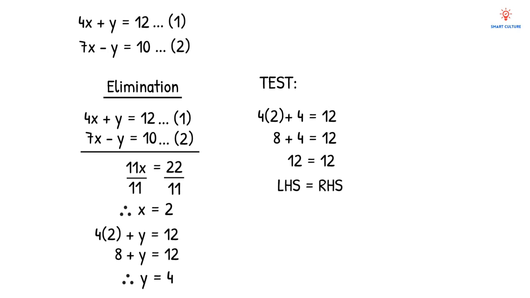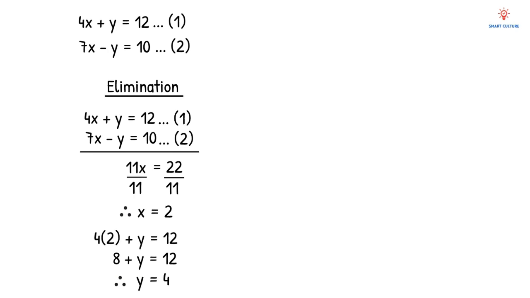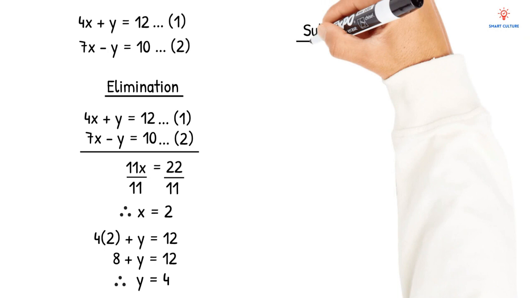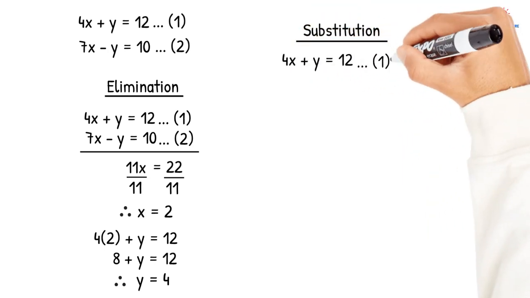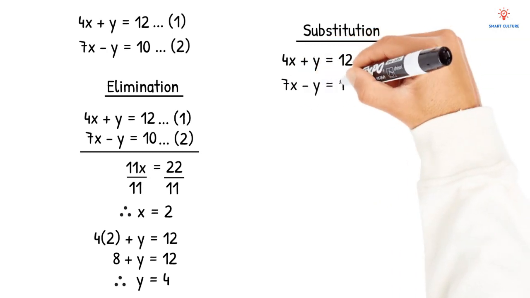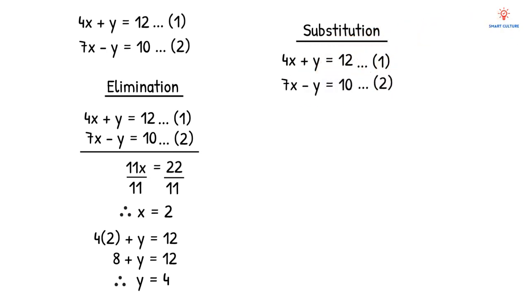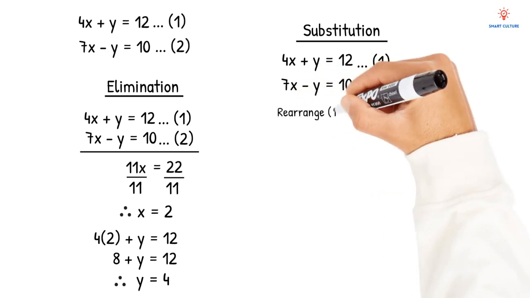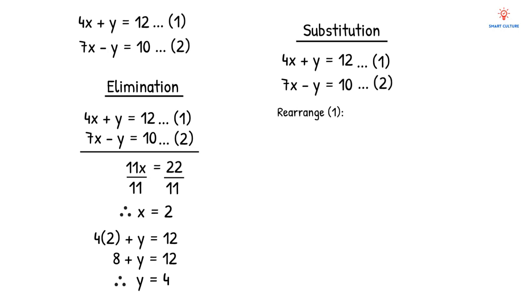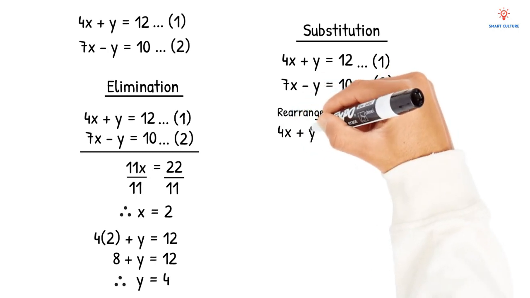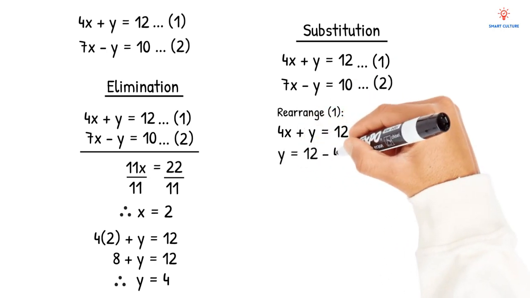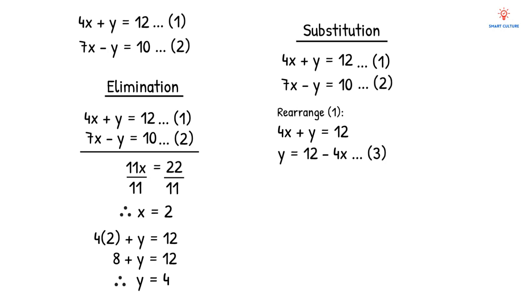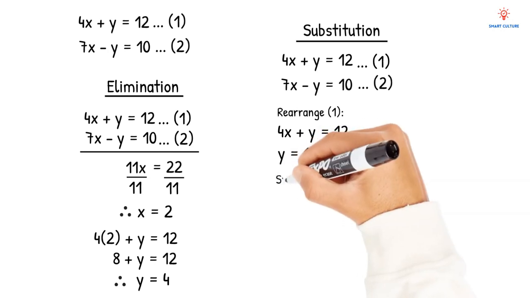Now let's redo this question, but in this case we'll use substitution. So let's write down the two equations. 4x plus y is equal to 12. 7x minus y is equal to 10. So here we have the first equation and here we have the second equation. So the next thing that we should do is we should rearrange equation 1. So here we have equation 1, 4x plus y is equal to 12. Now we'll rearrange it so that y is the subject. So then we have y is equal to 12 minus 4x, and we can rename this equation 3.